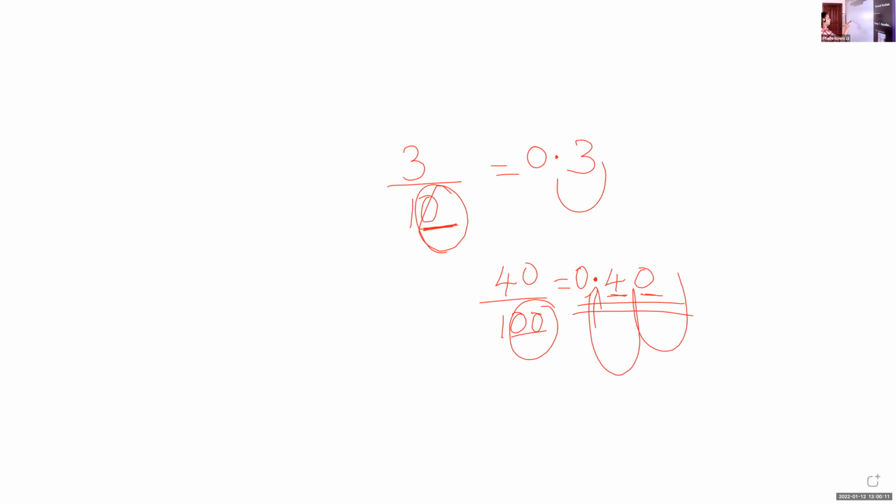And children, we learned how to write 4 by 100. 0 point, there is no whole number. 0.04. Very good. Why, children? Here there is only one digit, but here we have 2 zeros. So if there is only one number, we have to add a 0 to the left side of 4. After 2 digits, we have the decimal point. Is that clear? That's what we learned yesterday.